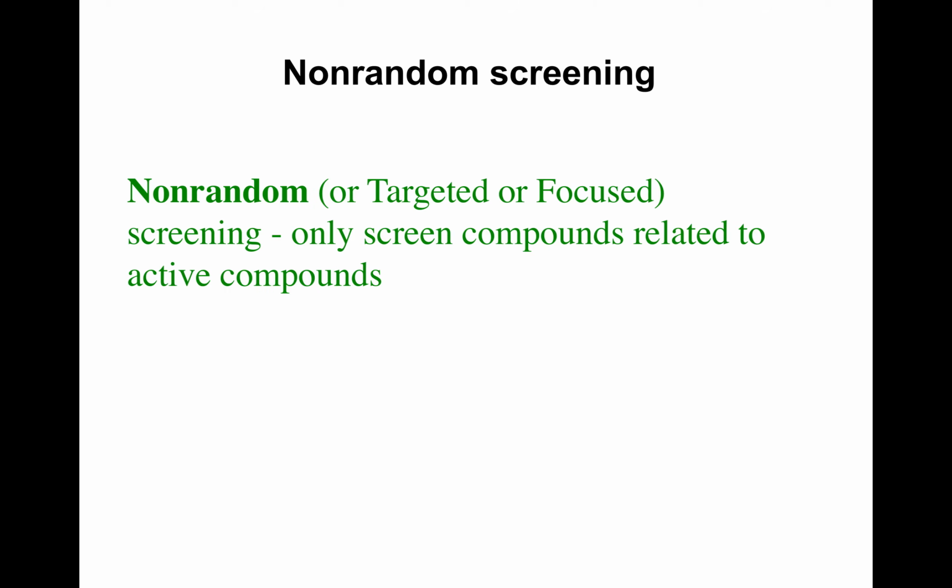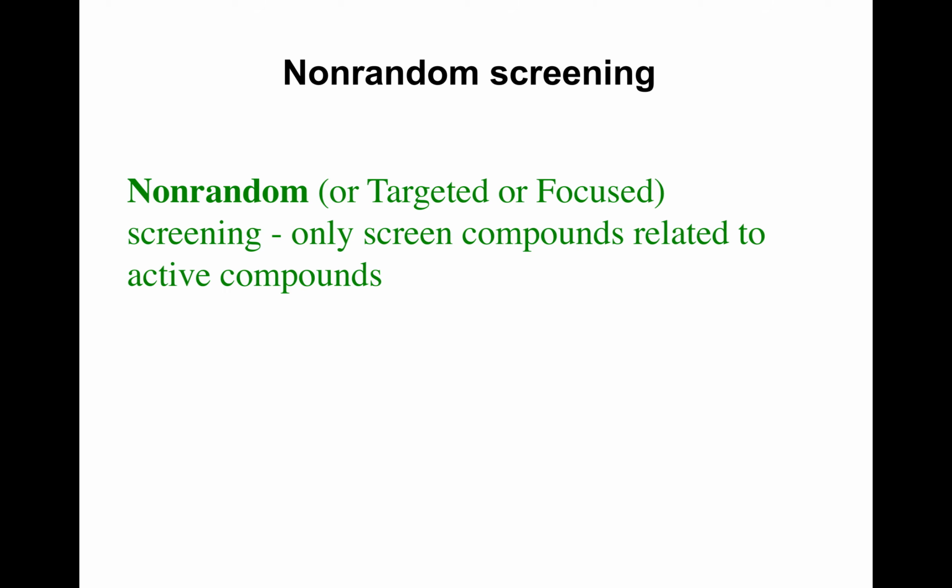So you would have seen in high throughput screening, we did high throughput screening on millions and millions of compounds without regard of their structure. So in this case, with non-random screening, you already know what the enzyme and receptor protein looks like. You know which type of compounds may act as inhibitors or antagonists or agonists to the specific protein.